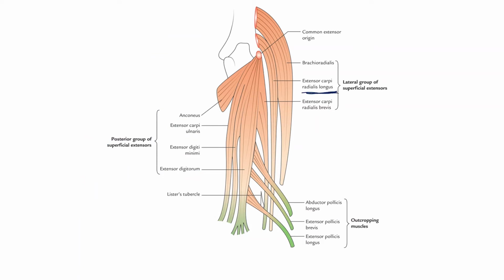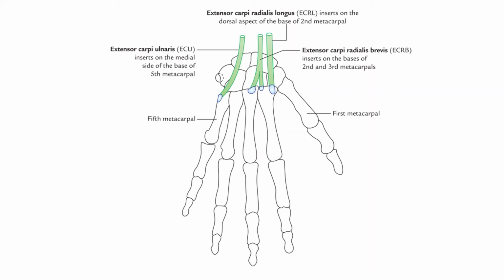From this point of origin, the extensor carpi radialis longus muscle descends down to reach the dorsal surface of the hand, where it gets inserted onto the base of the second metacarpal bone. Yes, the insertion of the muscle extensor carpi radialis longus is over the dorsal aspect of the base of the second metacarpal bone over here.